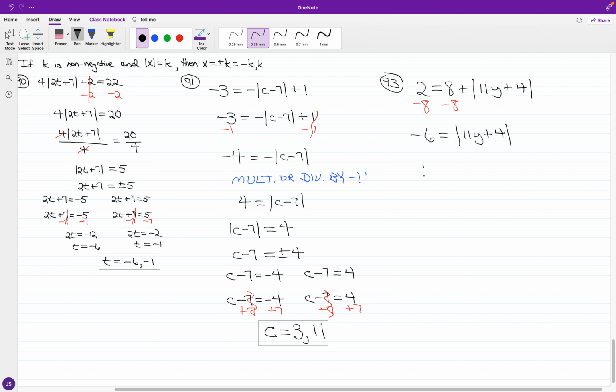Okay, and if I just reorder or switch the order, I'm trying to say that the absolute value of 11y plus 4 is equal to negative 6. But again, if you notice, we have negative 6, and the absolute value of an expression cannot reduce to a negative constant. So the absolute value of an expression cannot be negative. So in the case of 93, okay, we have no solution.